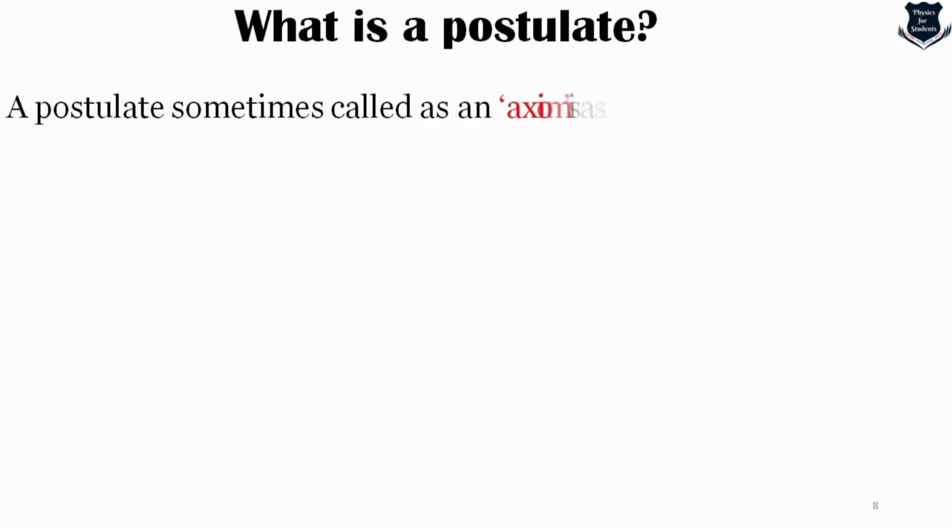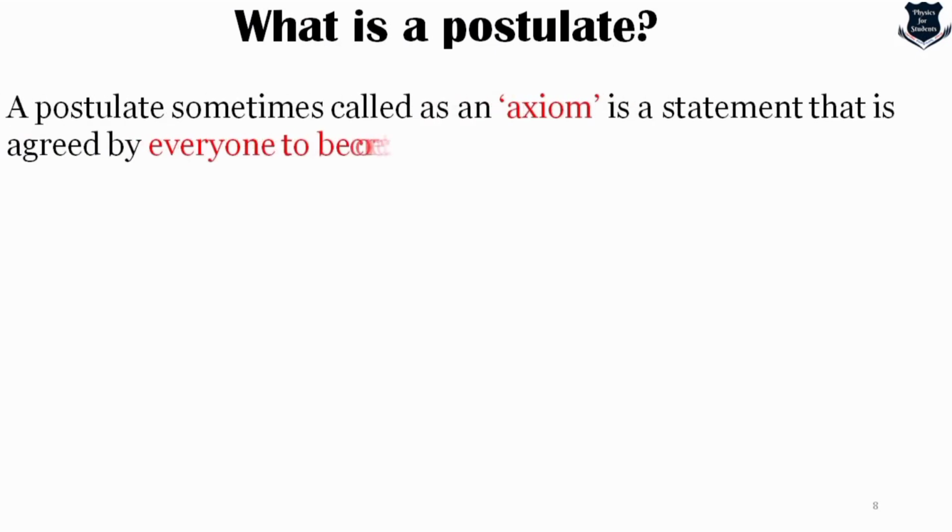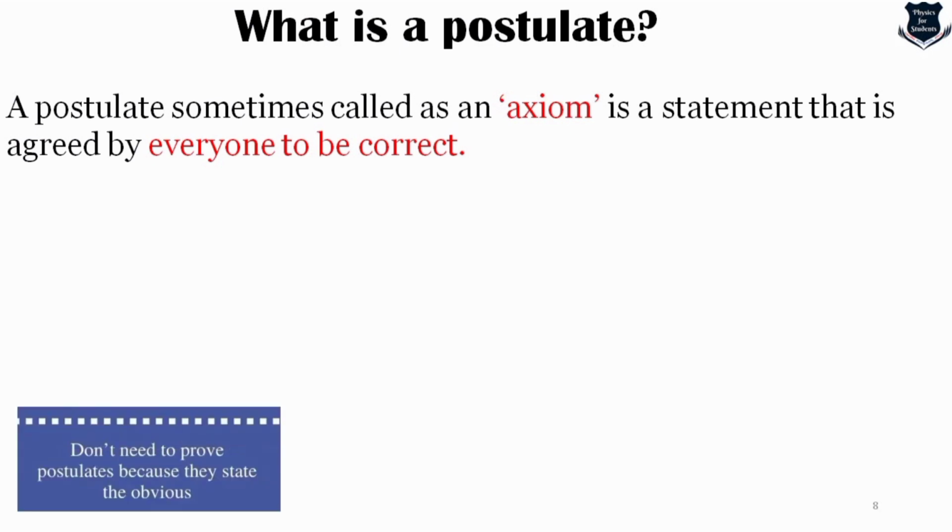We can say that a postulate, sometimes also called an axiom, is a statement that is more or less agreed by everyone to be correct. That means this is useful for creating proofs in mathematics and in science and other social sciences. Along with definitions, postulates are often the basic truths on which a much larger theory is built. Postulates themselves cannot be proven, but they are taken to be correct.